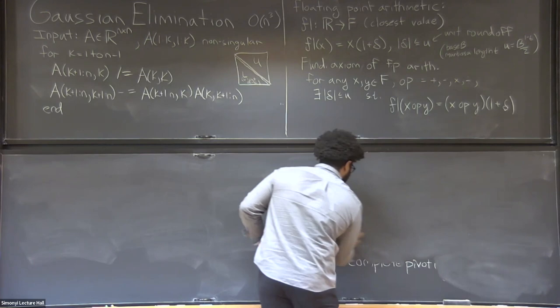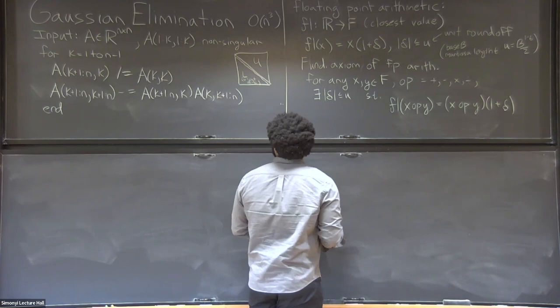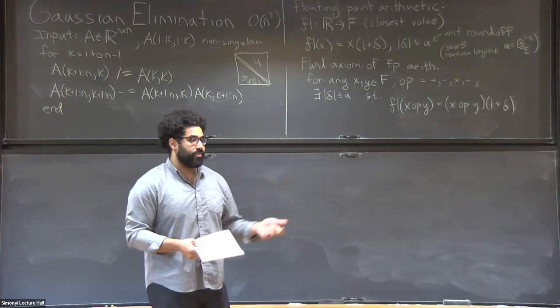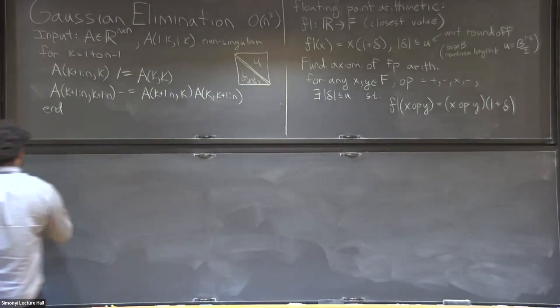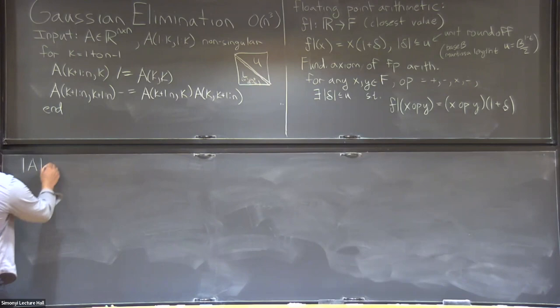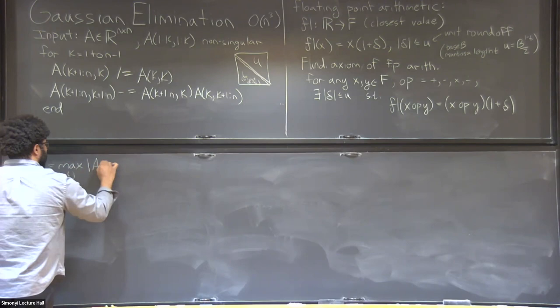So what I'd like to do is convince you all that this maximum entry of L or maximum entry of U is something that shows up in error estimates. So let me just define this absolute value sign of A to just be the maximum modulus of any entry. Okay.